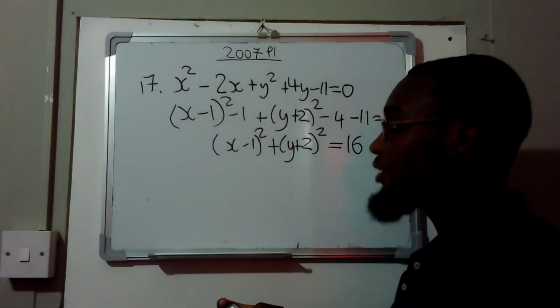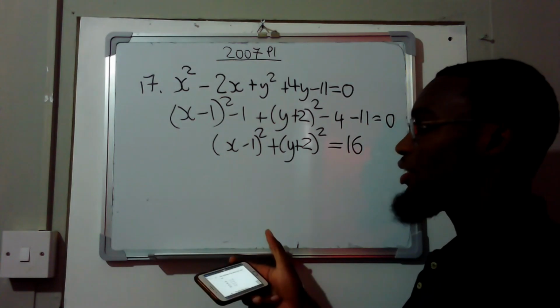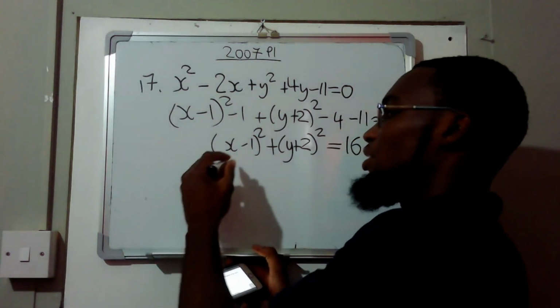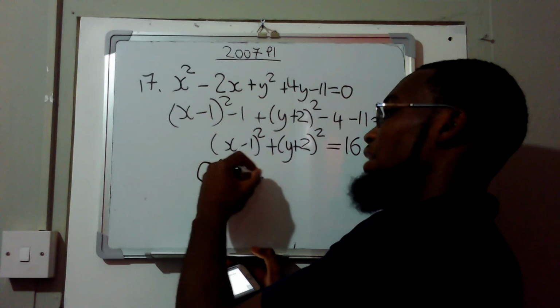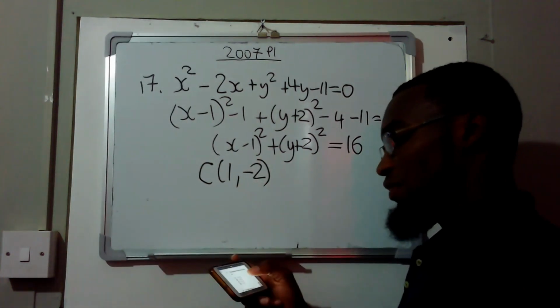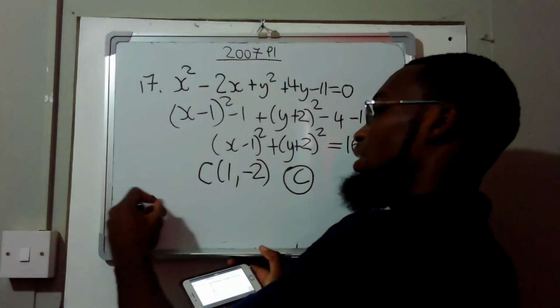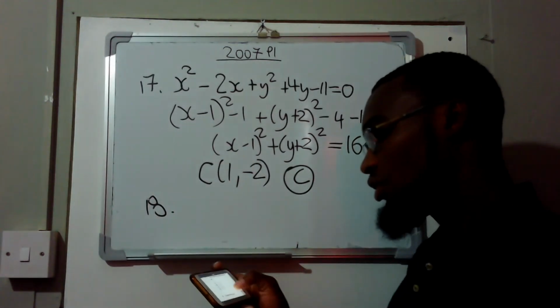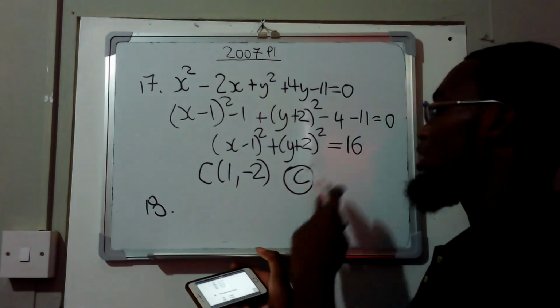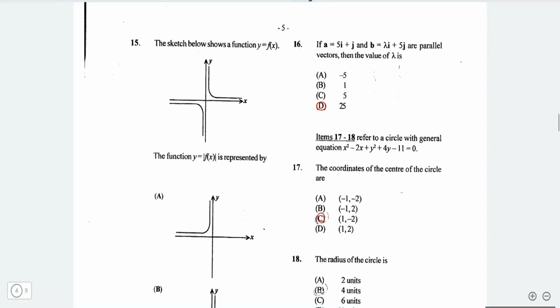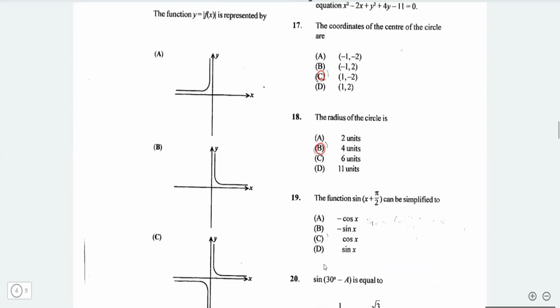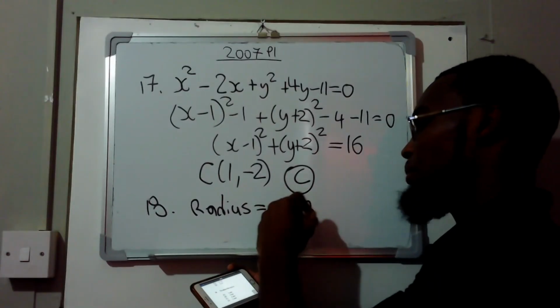Then what do they ask? They ask what is the center of the circle. The center of the circle is 1, minus 2. That's number 17, which is option C. Number 18 asks us for the radius of the circle. This is 16, so the radius is 4. That's option B.